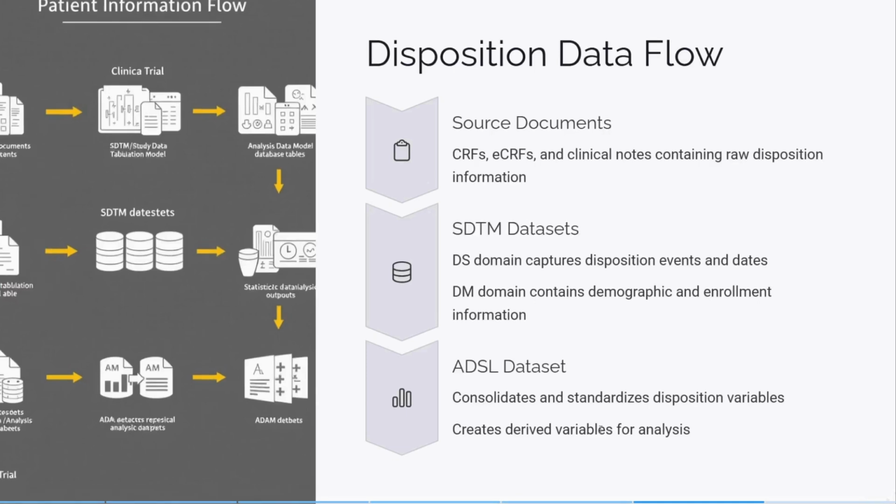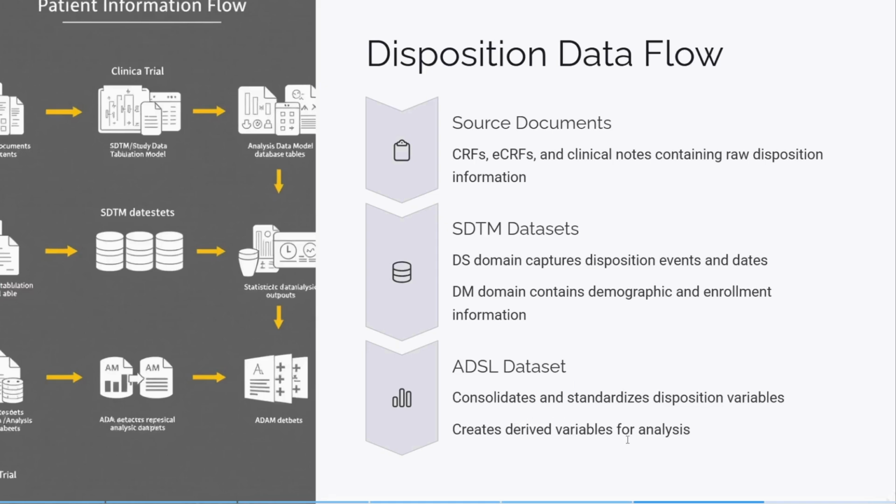When you come to the next slide, the disposition data flow, we'll be having the source documents, either the case report forms, electronic case report forms, and clinical notes containing the raw disposition information. This will be vital information for doing the DS dataset. The DS domain captures disposition information data. The DM domain contains demographic and enrollment information. Based on these two domains, DS and DM, we can create a consolidated, standardized ADSL dataset with disposition variables.